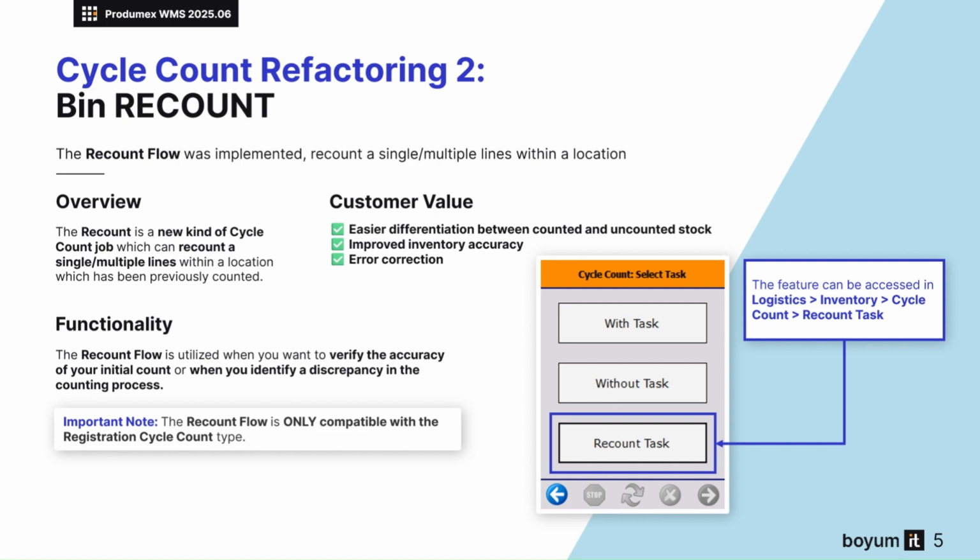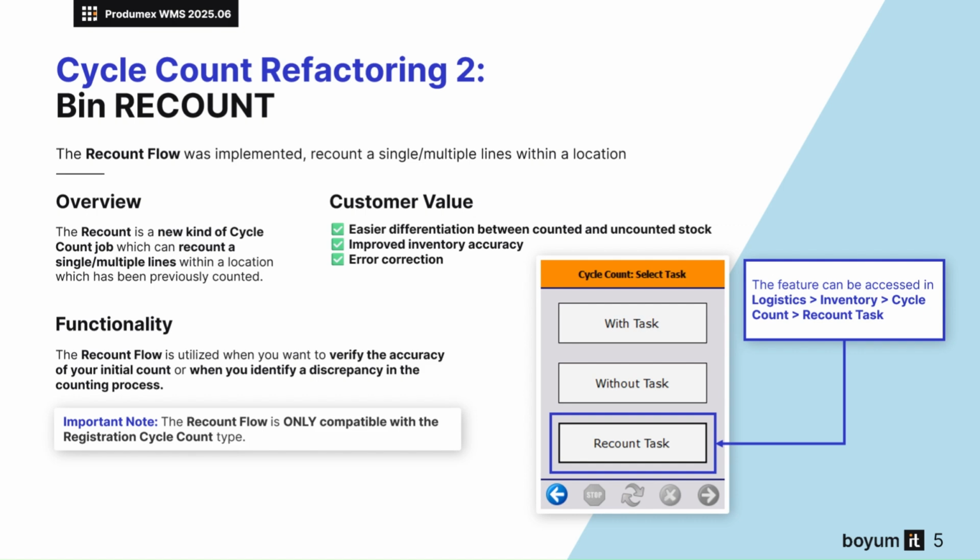Let's see the functionality. The Recount flow is utilized when you want to verify the accuracy of your initial count or when you identify a discrepancy in the counting process. Important note, the Recount flow is only compatible with the registration cycle count type. It is easier to differentiate between counted or uncounted stock lines, and you can easily modify the amount on one item on location. Improved inventory accuracy.